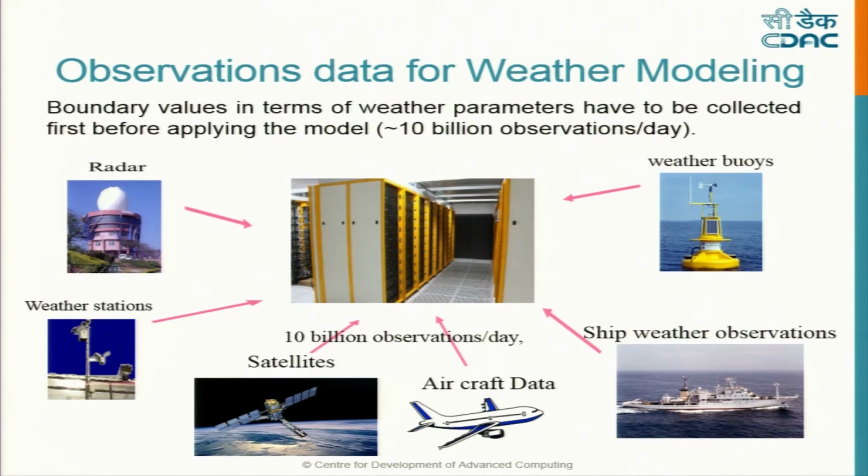So we get data from radars, we get data from weather stations, you get images from satellites. Sometimes aircraft are commissioned to gather data from specific cyclones that are formed. Then there are ships which also collect data.